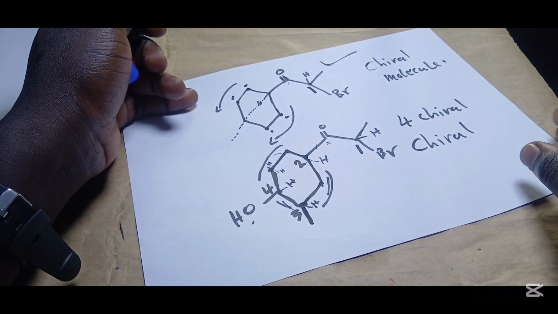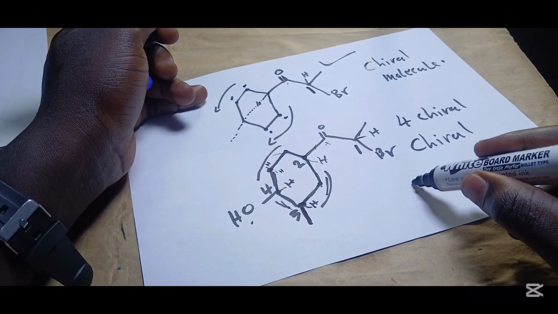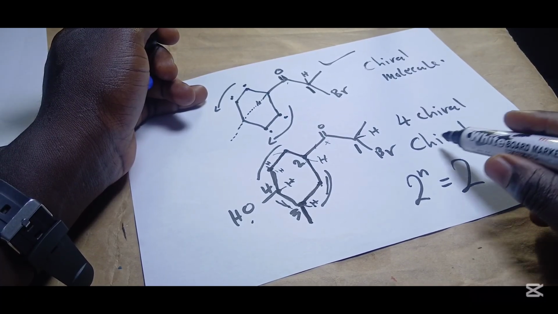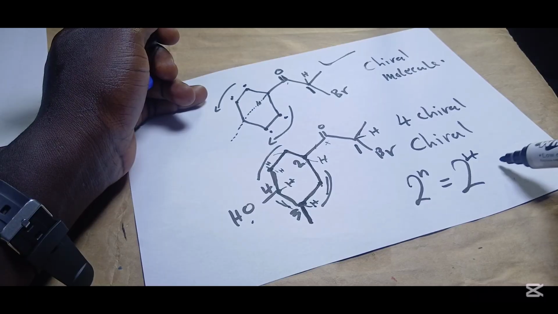To look at the maximum potential stereoisomers, it is 2 to the power n, where n is the total number of chiral centers. In this case, we have 4. Then you evaluate it.